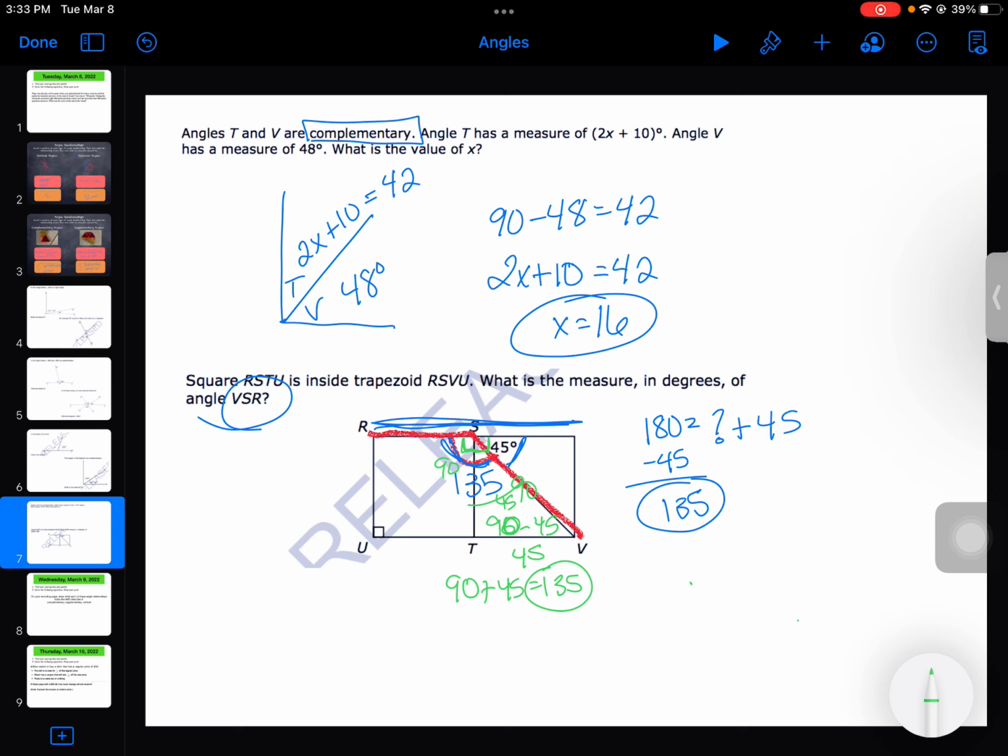Okay, so remember, anytime we're solving an angles problem, we're going to look for corners, straight lines, vertical angles. You should know what the words complementary, supplementary, and vertical mean, and how that gives you an angle measurement of 90, 180, or equal angles. Okay?